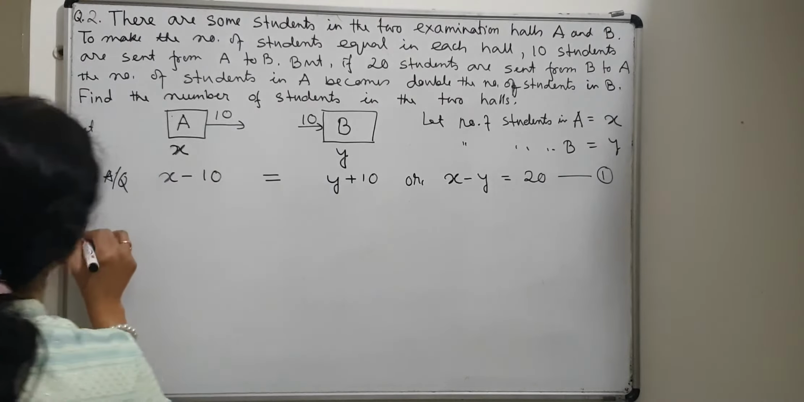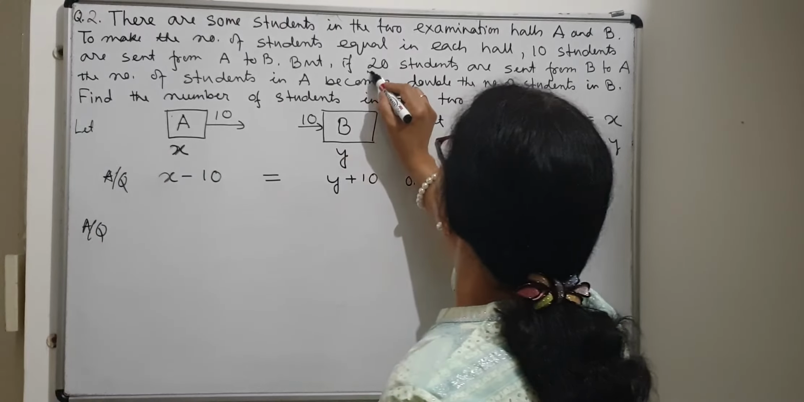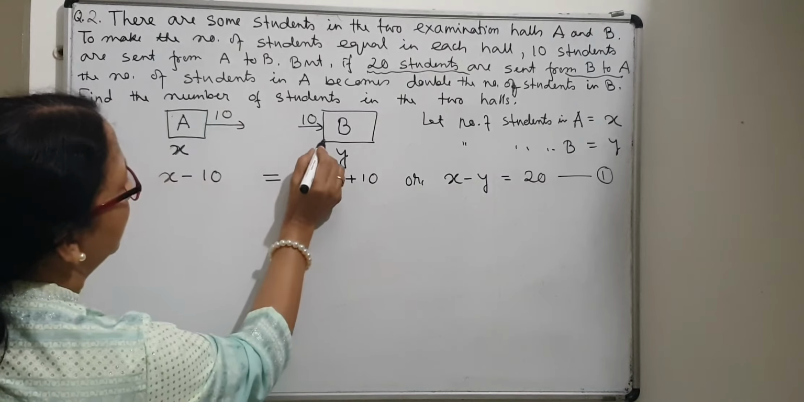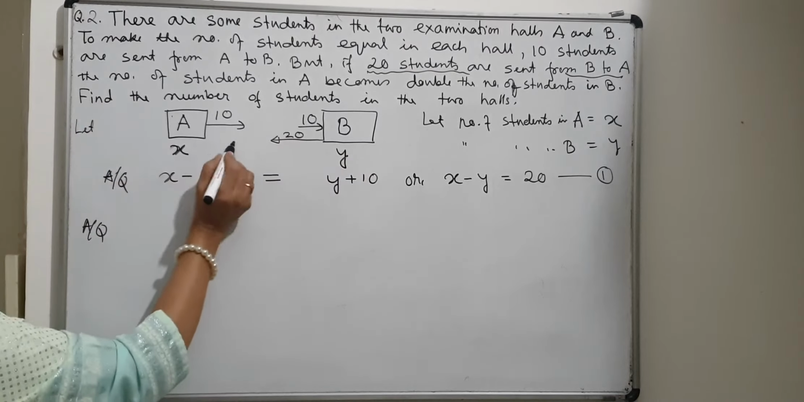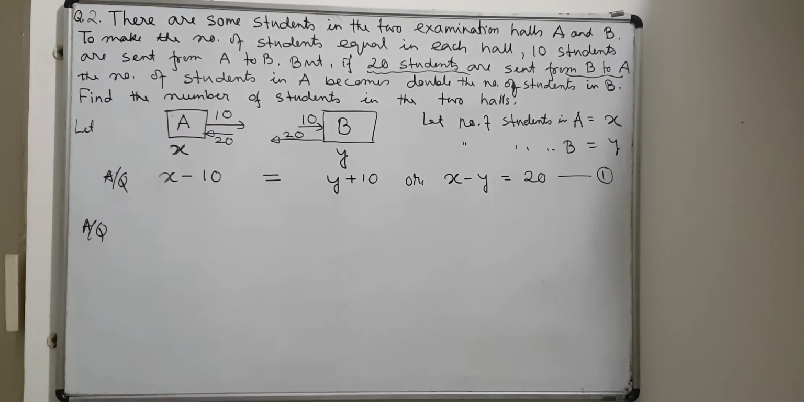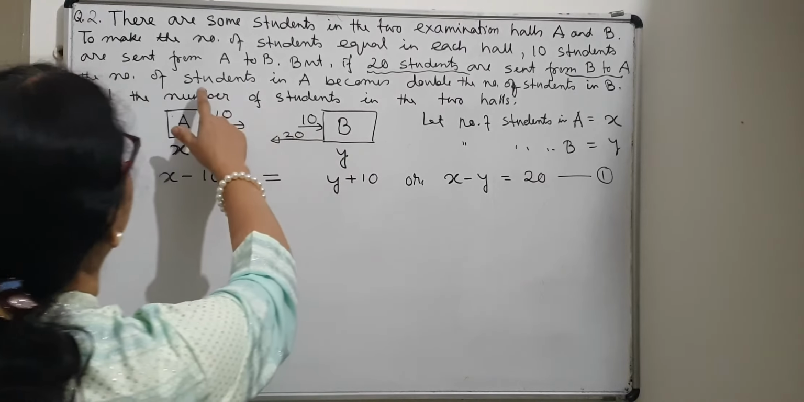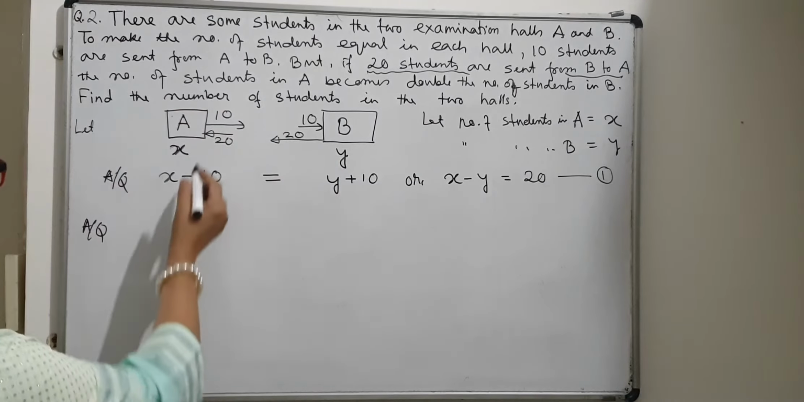Next condition: but if 20 students are sent from B to A, that is, in the next situation 20 students will be sent from B to A. 20 students entered hall A from hall B. Then what happens? Then the number of students in A becomes double the number of students in B. So what happens?